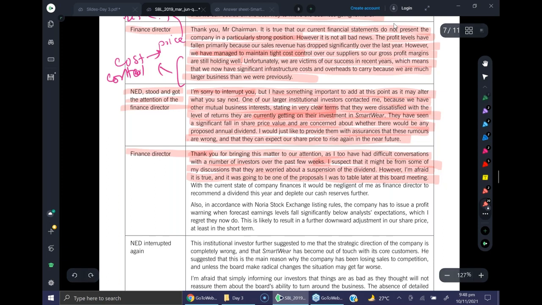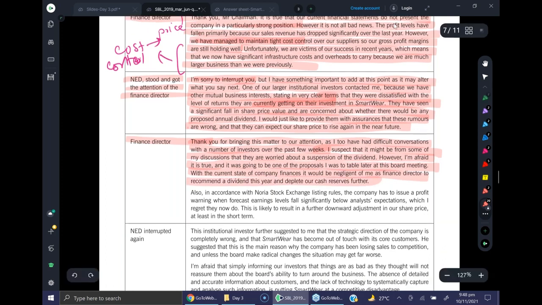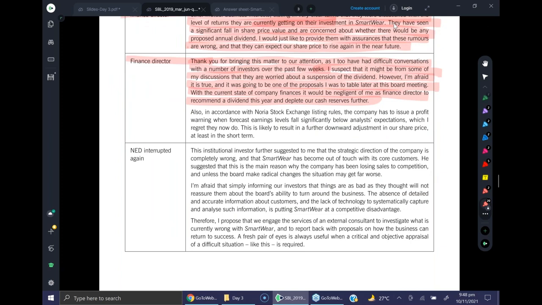With the current state of company finances, it would be negligent of me as finance director to recommend a dividend this year and deplete our cash reserves further. Also, in accordance with Noria Stock Exchange listing rules, the company has to issue a profit warning when forecast earnings levels fall significantly below analyst expectations, which I regret they now do. This is likely to result in further downward adjustment in our share price, at least in the short term.